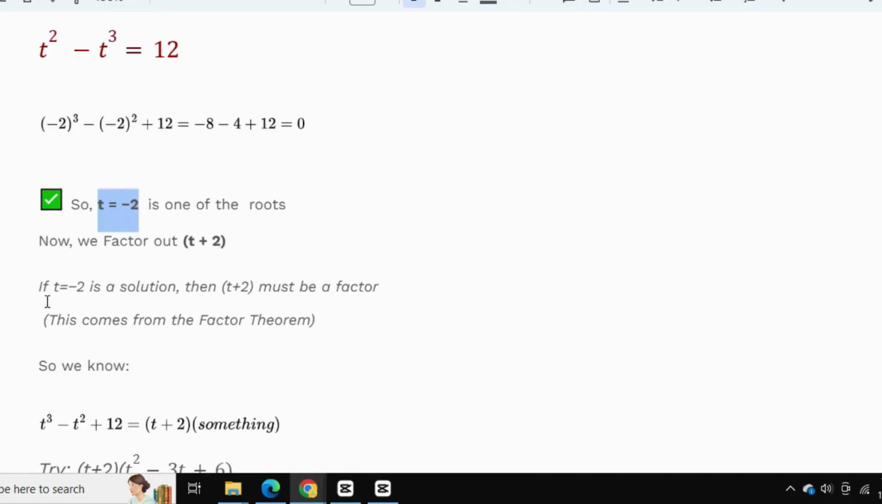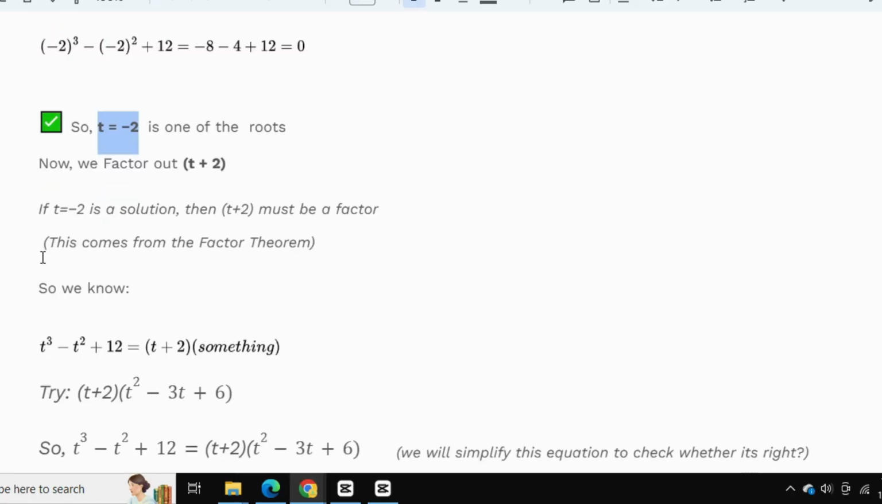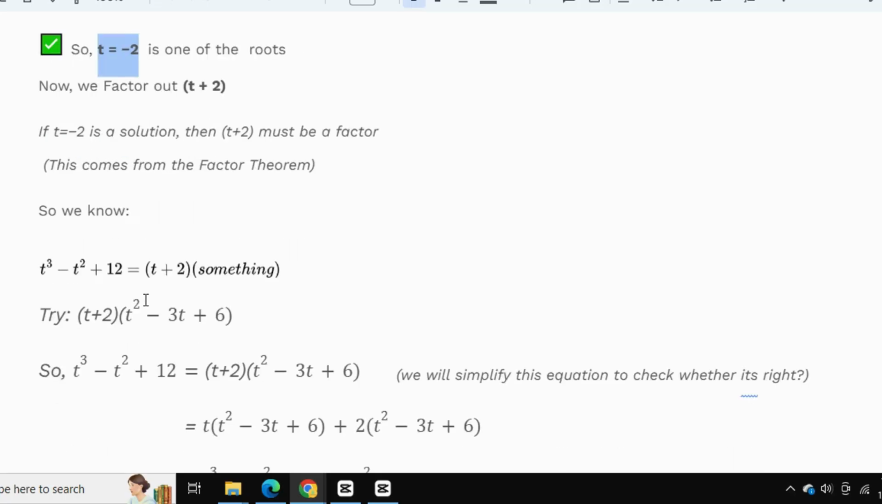Now we factor out t plus 2. If t equals -2 is a solution, then t plus 2 must be a factor. This comes from the factor theorem. So we know t cubed minus t squared plus 12 equals t plus 2 times something. Now we find this something.